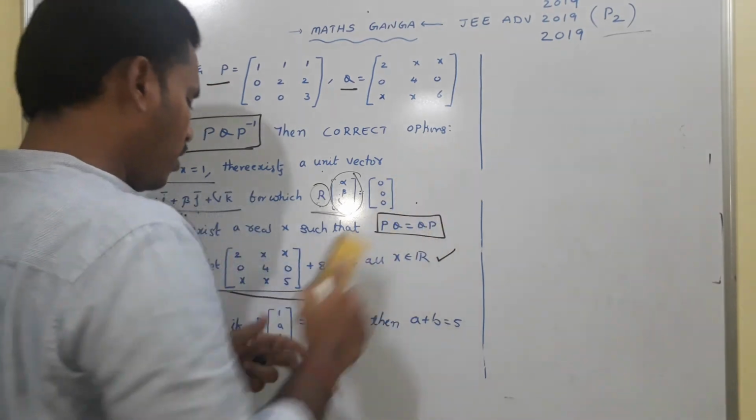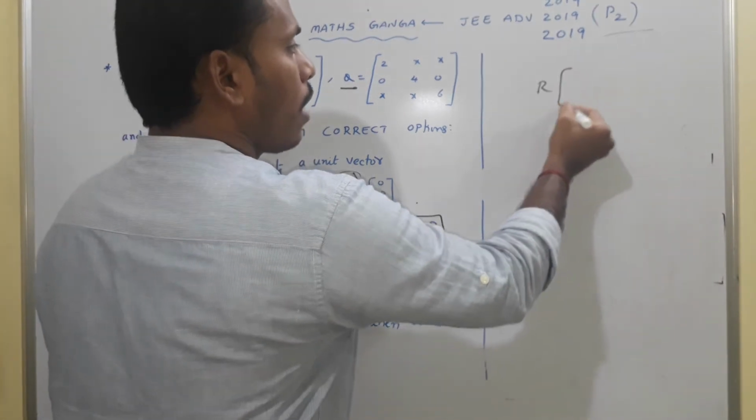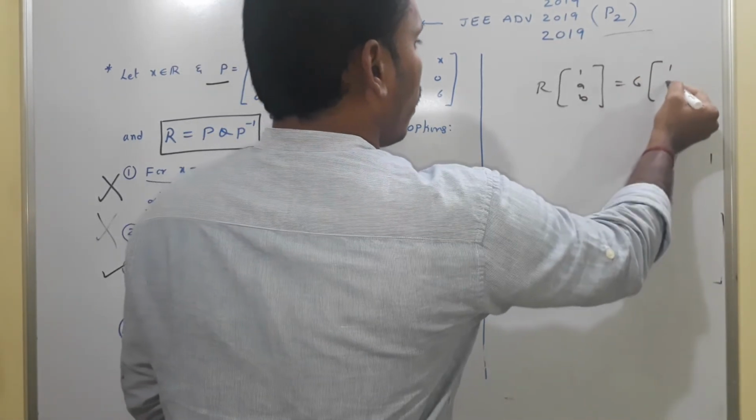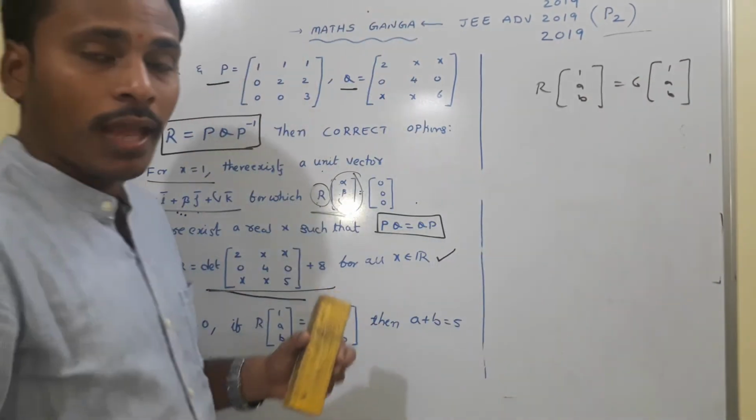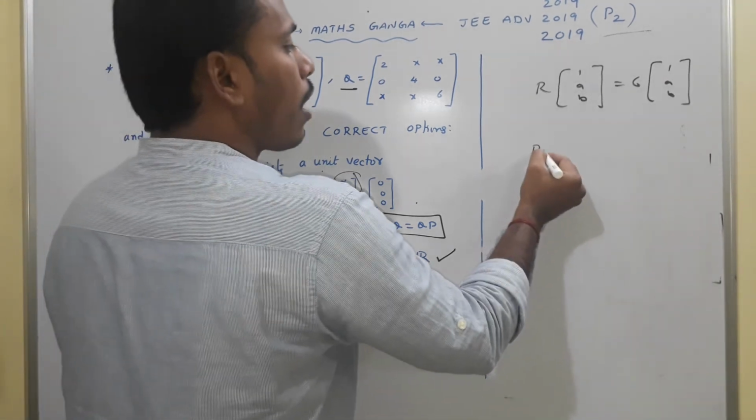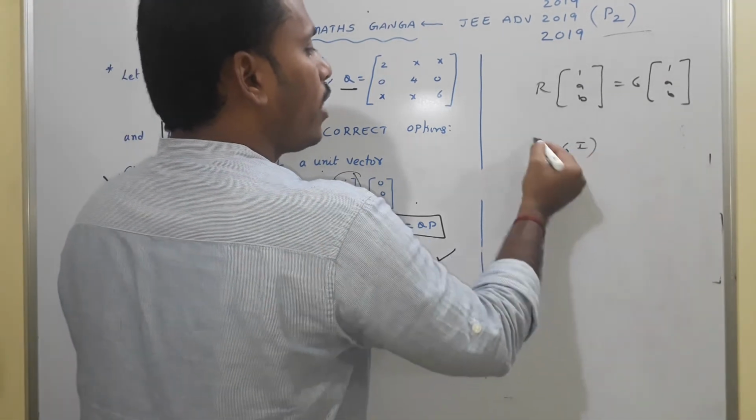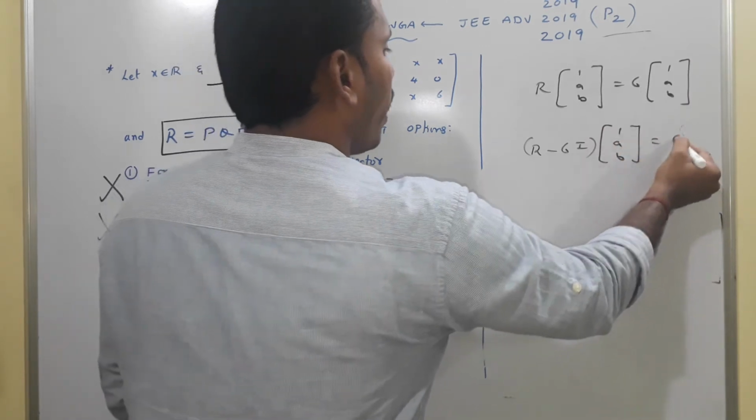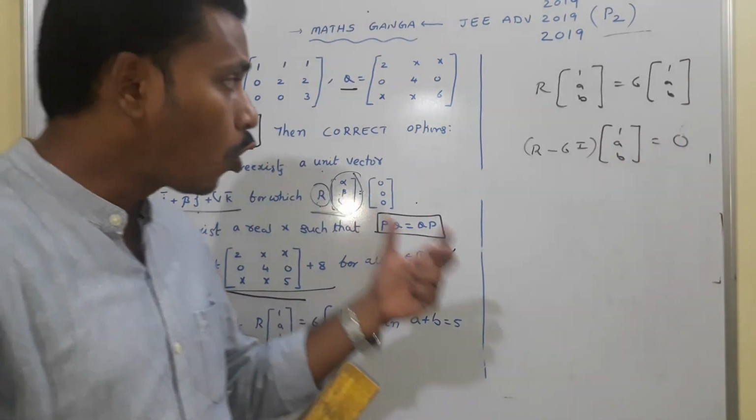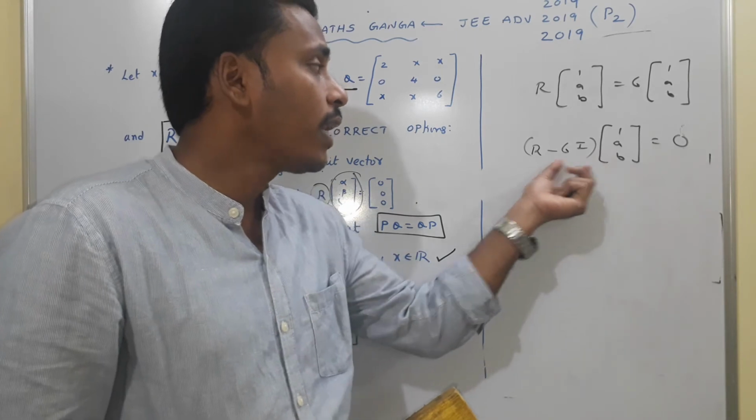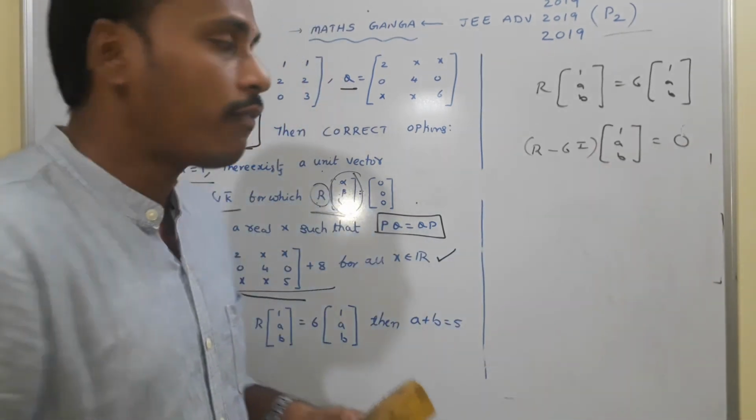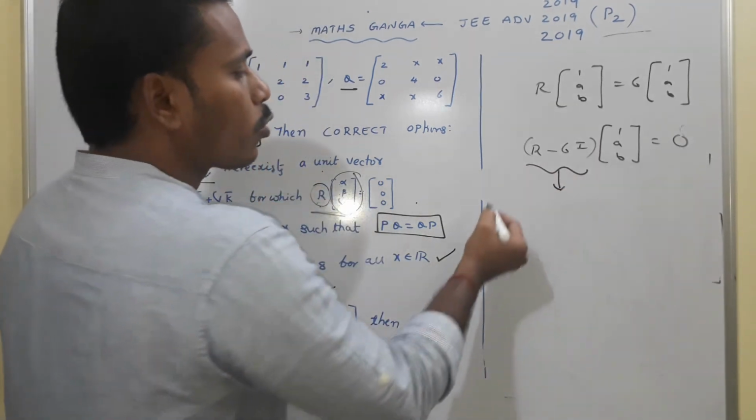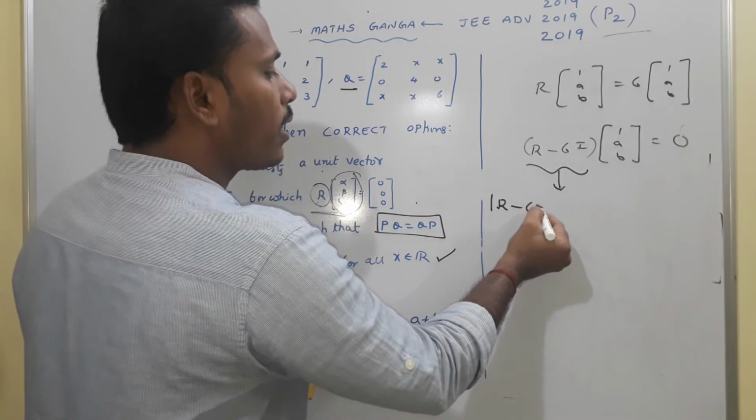See, option 4 is given like this: R[1, a, b] equals 6[1, a, b]. I will rewrite it like this: (R minus 6I) times [1, a, b] is equal to a 0 matrix. Now if you look, again it is of the format AX equals 0. For that I need to check the determinant of R minus 6I. So what is the determinant of R minus 6I?